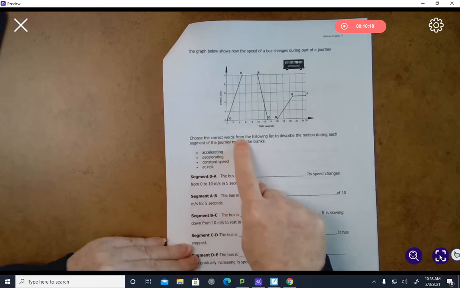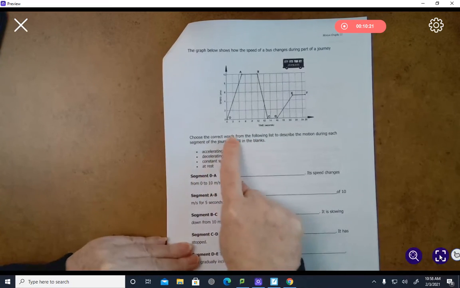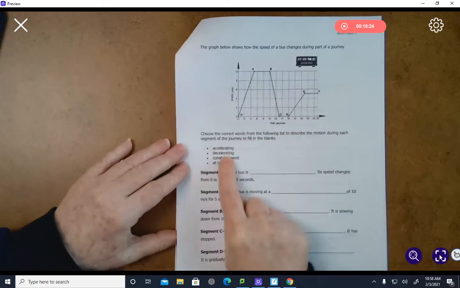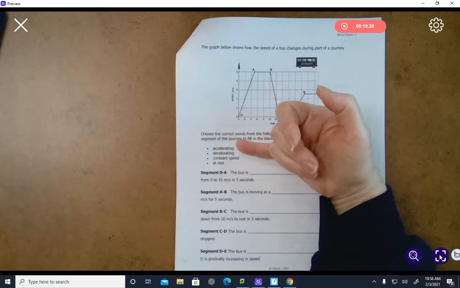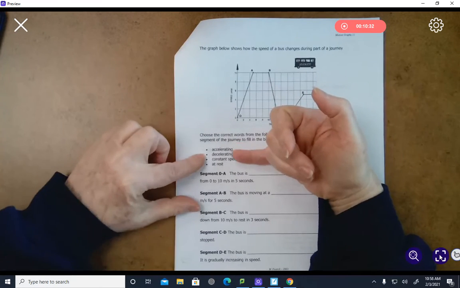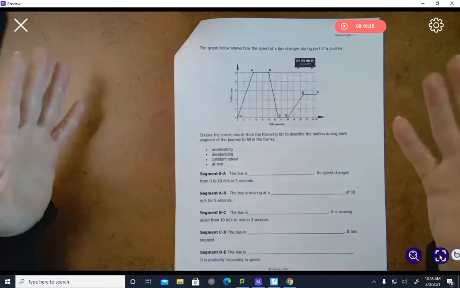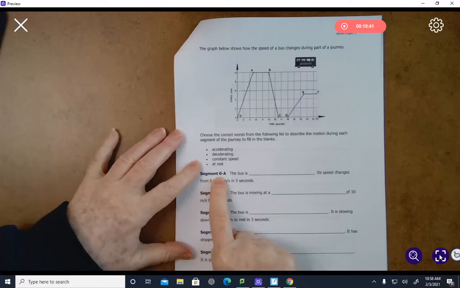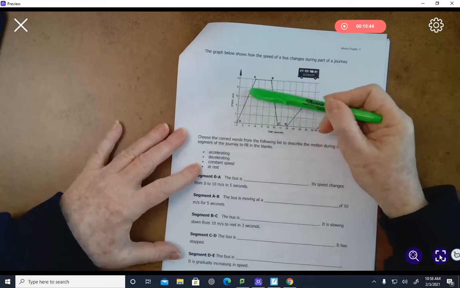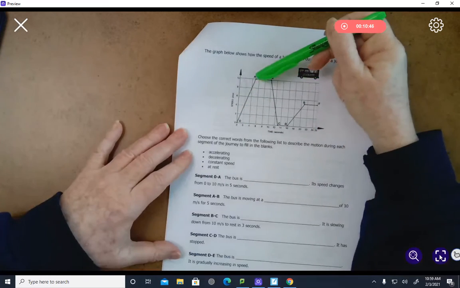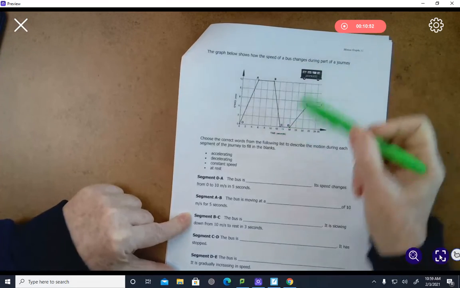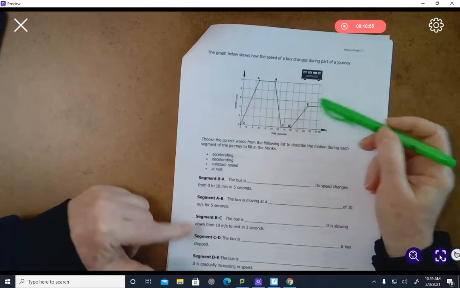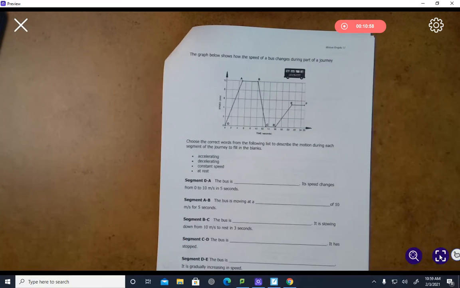It says choose the correct words from the following list. So I would be looking for these words. They introduce the word decelerating. So accelerating in science is both speeding up and slowing down, but in this case decelerating would be slowing down as well. It's because we want to be thinkers. When it says segment OA, we're talking about this segment right here. What's going on there? What's going on here? What's going from B to C, what's happening from C to D, what's happening from D to E.